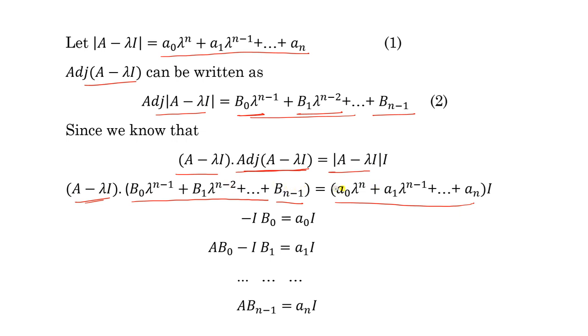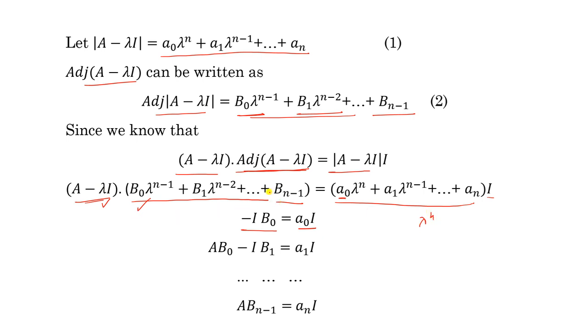So if we compare the coefficients of the same power of lambda, first start with lambda raised to power n. How can we get lambda raised to power n here? If you multiply this with this one, lambda times lambda raised to power n minus 1 will give you lambda raised to power n. So the coefficient will be minus I B0. On the right hand side, this is a0 I. So this is the coefficient of lambda raised to power n.